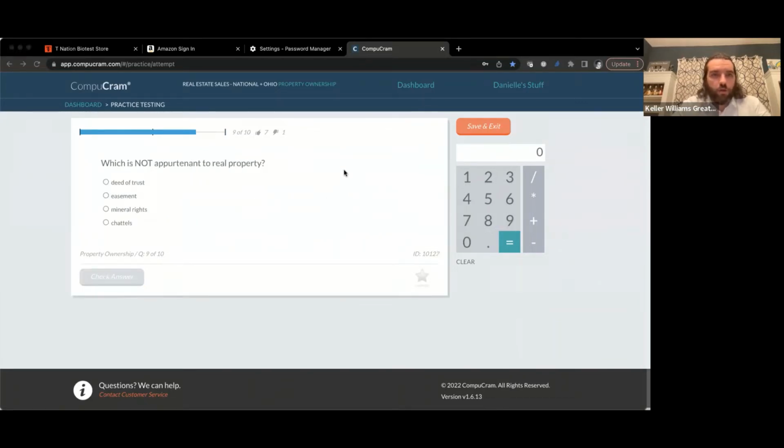Question number 9, which is not appurtenant to real property? A, a deed of trust, B, an easement, C, mineral rights, or D, chattels.